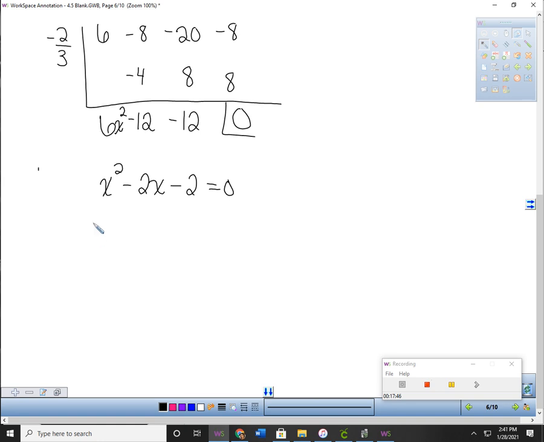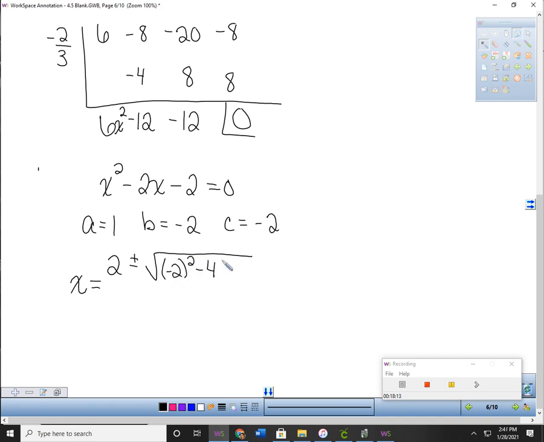No. So we're going to have to use the quadratic formula. So our a value is 1. Our b value is negative 2. And c is negative 2. So that would give me x is equal to the opposite of b plus or minus the square root of b squared minus 4 times a times c all over 2 times 1.